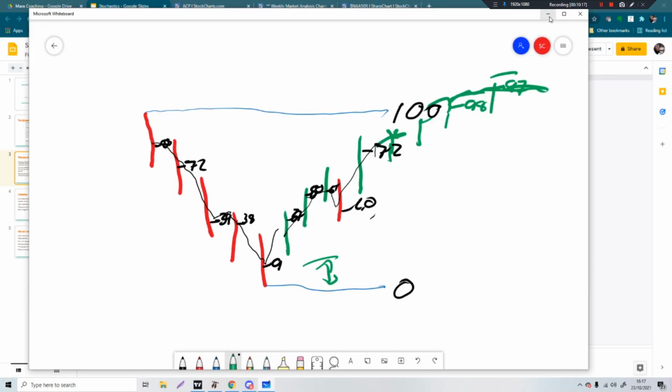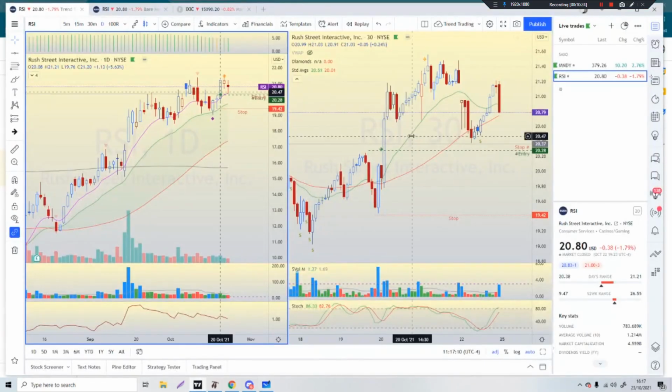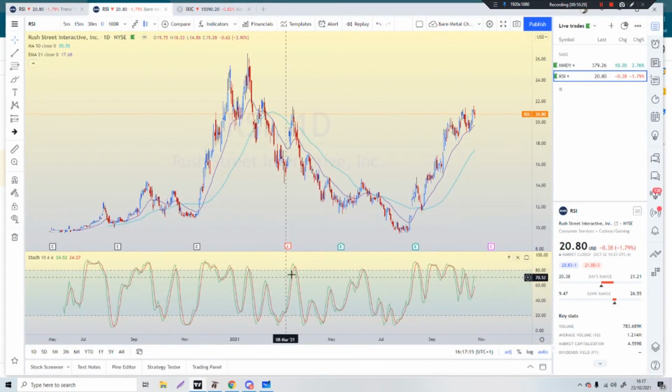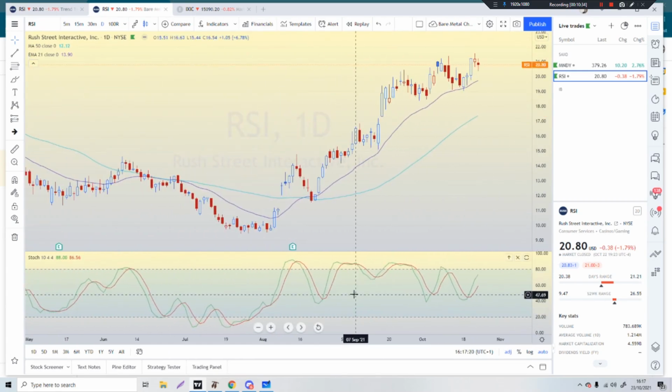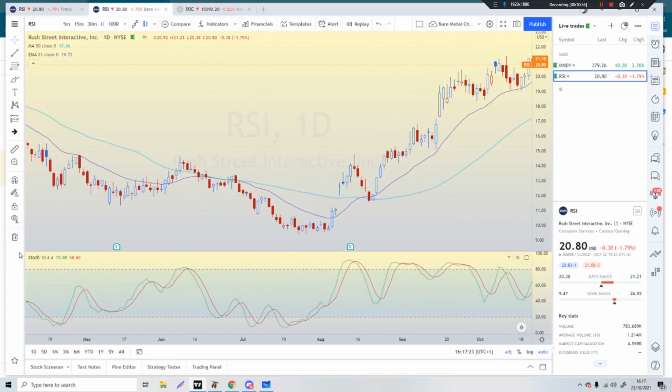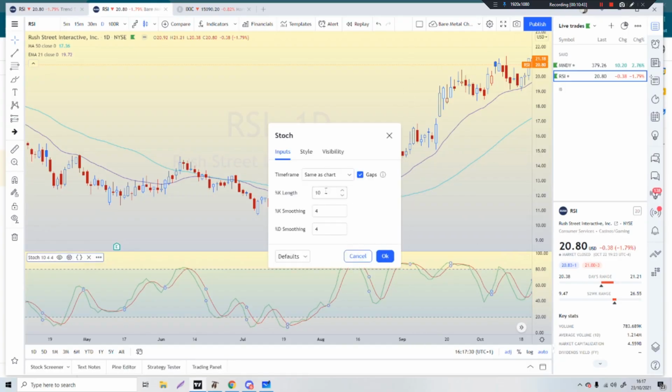So let's see this on an actual chart. I'll switch back to my mouse. I'll go through a few subtleties of it before I go back to the presentation. So here we have a stochastic, and this is the settings I use all the time. I use a 10 period. I can show you it there. The look back period is 10. I use 4 periods of smoothing, and it's a 4 period moving average, that %D.